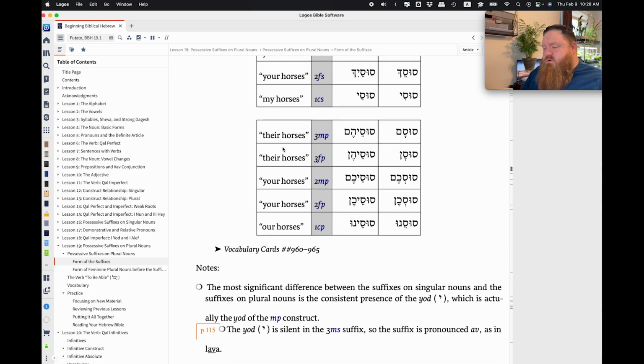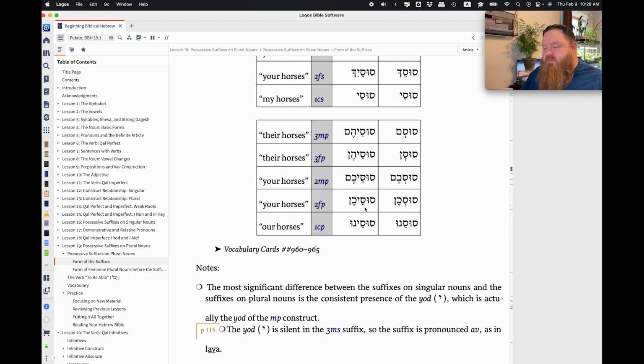When it comes to the plurals, we've got 3MP. There's going to be a mem associated with 3MP. In the first group, it's kametz mem. In the second group, it's hey segel mem, but it's a mem either way. 3FP, it's going to be a noon. Okay, so you've got kametz noon in group 1, hey segel noon in group 2, but it's a noon either way, so just associate noon with 3FP here.